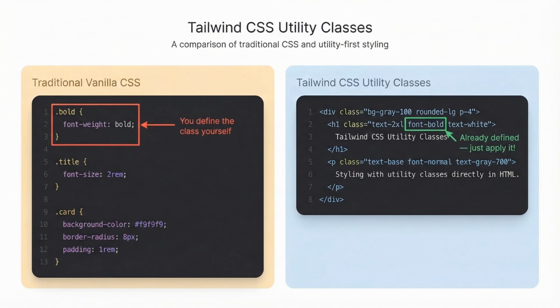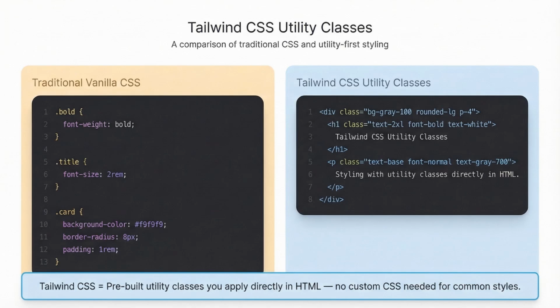With Tailwind, those classes are already defined for you. You don't write any CSS file at all. You just pick the utility class that describes exactly what you want, like font-bold for bold text, or text-white for white text, and you drop it directly into your HTML. The framework has already written the CSS behind the scenes. This is the core philosophy of Tailwind.